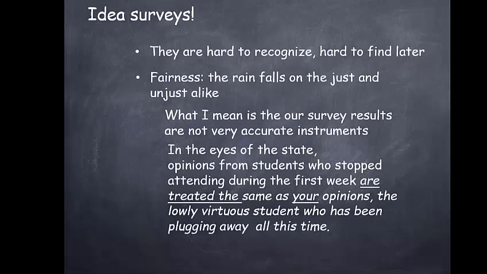By that I mean sometimes our surveys are blunt instruments that don't really get at what we need to get at. They're sometimes the most inaccurate instruments that we could find. Not that I prefer them, but they result in measurements that are not in tune with what we need. For example, in the eyes of the state and of the people who run schools, the opinions from students who stopped attending during that very first week of class are sometimes treated the same way as your opinions, which I think is maybe the most glaring example.